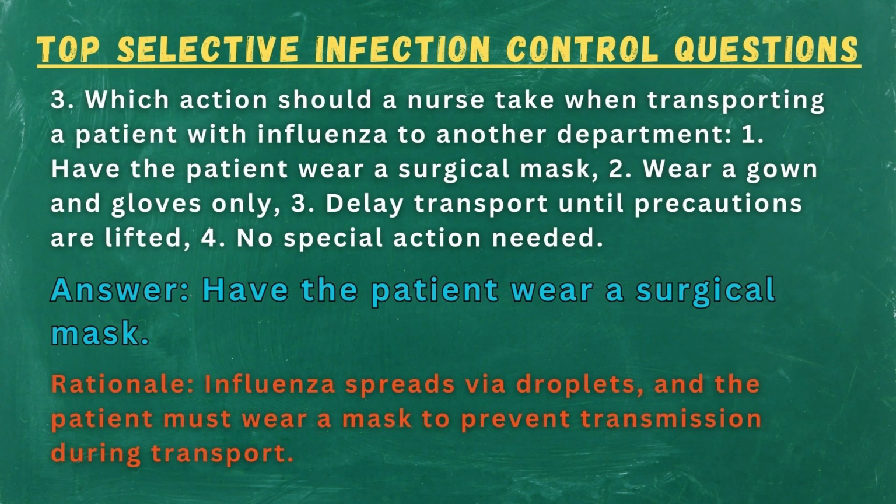3. Which action should a nurse take when transporting a patient with influenza to another department? 1. Have the patient wear a surgical mask. 2. Wear a gown and gloves only. 3. Delay transport until precautions are lifted. 4. No special action needed. Answer: have the patient wear a surgical mask. Rationale: influenza spreads via droplets, and the patient must wear a mask to prevent transmission during transport.